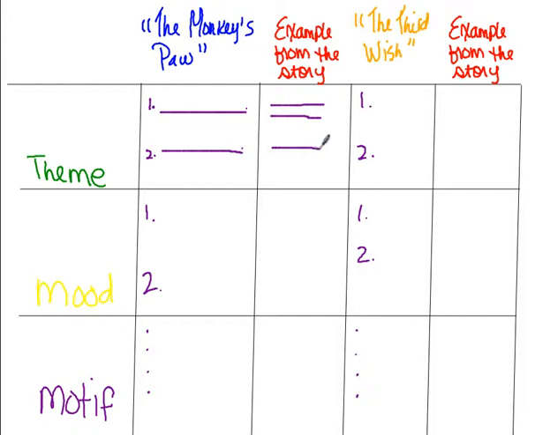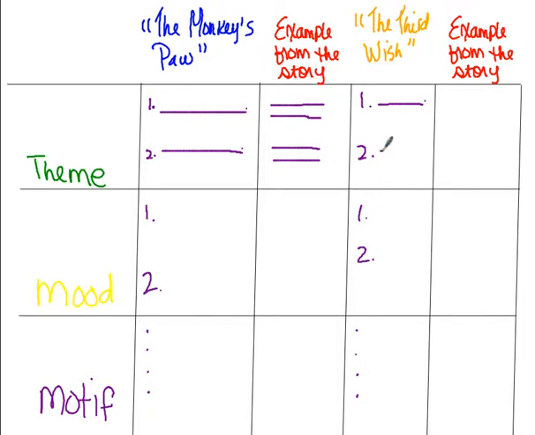So now here's the third wish. This is you coming up with a theme from the third wish in a complete sentence. As long as you're able to justify that theme by giving examples from the story, you're totally fine. And that's what this graphic organizer is here to help you do.